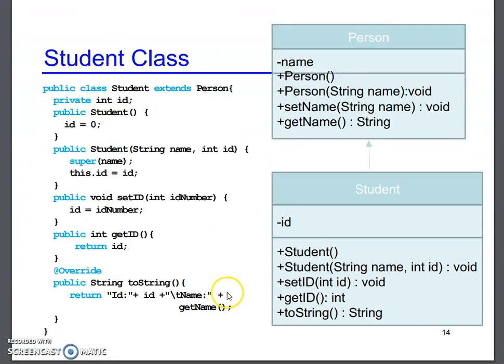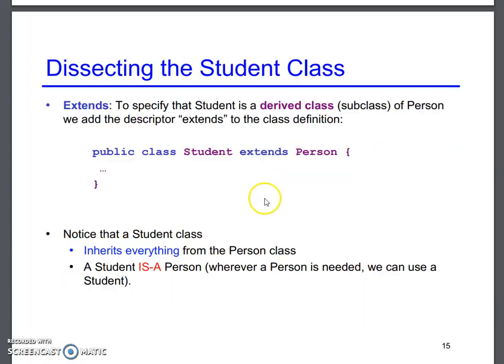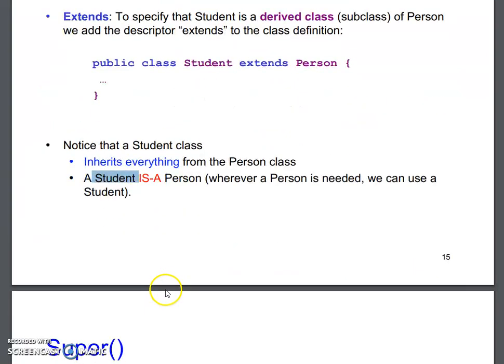For the student class's toString, we override it, and instead of just returning the name, we also return the ID. Just to reiterate, to derive a subclass, we have to use the keyword extends. And so it's class subclass extends parent class. And that's generally how the format goes. And this makes the subclass inherit literally everything from the person class. And then now we also define the subclass is a parent class relationship.